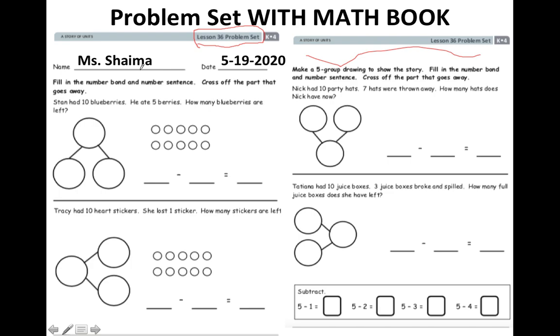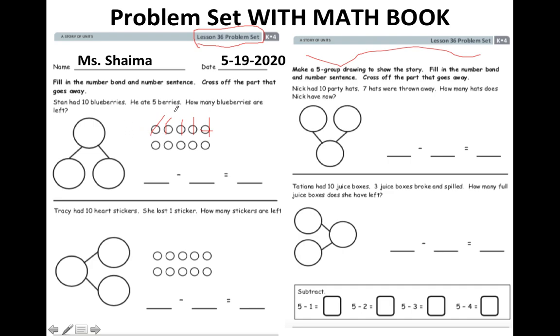Stan had 10 blueberries. He ate 5 berries. How many berries are left? So they already drew the pictures of the blueberries and he has 10. He ate 5 berries. So I'm going to cross 5 off to show that 5 are gone, right?